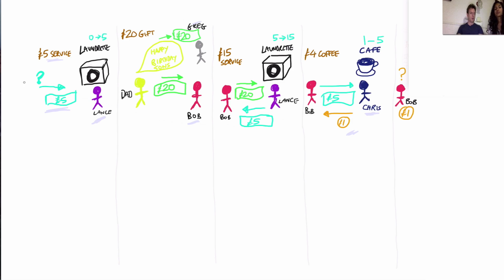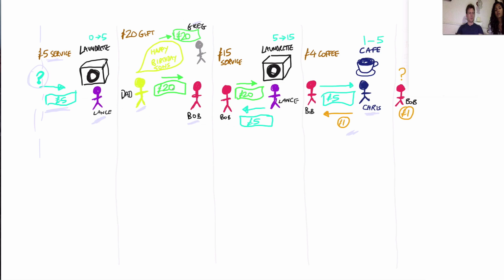We don't care about who this person is at this point, because as we all know, cash goes all the way back to when it was printed and issued by the bank. So let's just say we're cutting the chain off at this point and saying somebody had a £5 note in their pocket and paid Lance £5 for some dry cleaning. Then on the same day, Dad pays £20, in the form of £20 notes, to his twin sons, Greg and Bob. So Greg gets a £20 note and Bob gets a £20 note, and each of them has empty pockets at the beginning of the day as well.